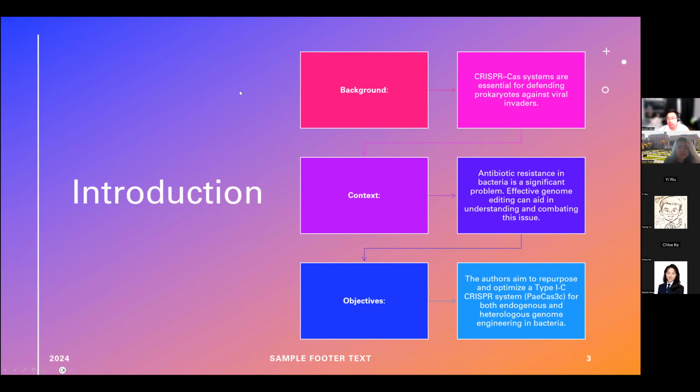So as an introduction, CRISPR-Cas systems, when they were first discovered, are a diverse group of RNA-guided nucleases, so enzymes that break down nucleotides, that defend prokaryotes, bacteria, against viral invaders. In their original form, they were essentially the immune system of bacteria. But what we ended up seeing was that this can actually be leveraged against the bacteria themselves if we introduce targets that are tailored to our needs.